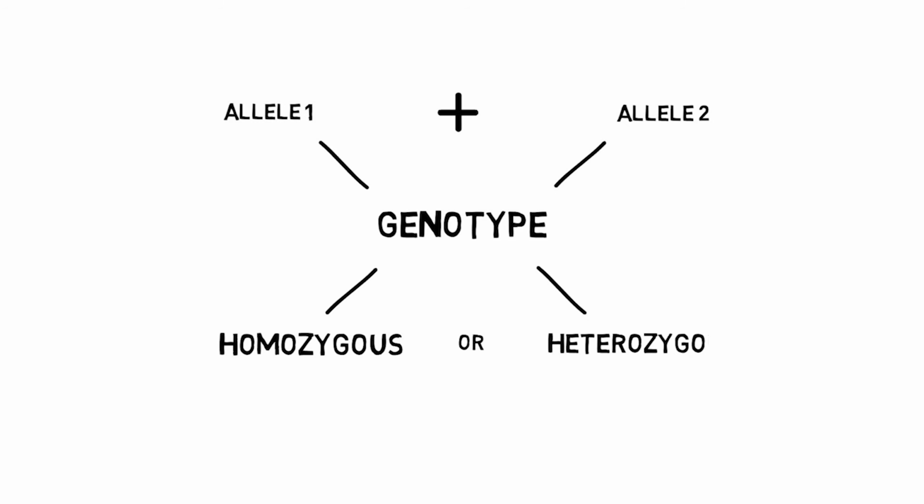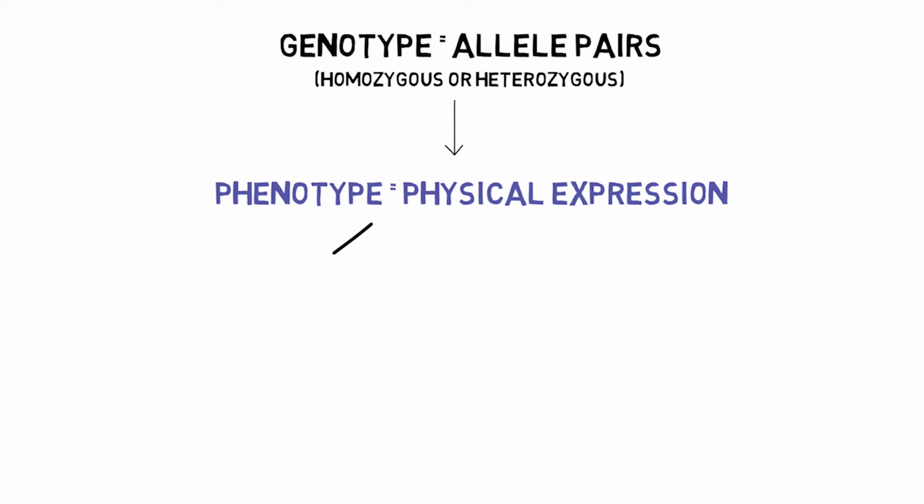An individual's genotype may be classified as homozygous if the inherited alleles are the same, and heterozygous if the inherited alleles are different. The physical expression of these inherited allele pairs, or genotype, is what we refer to as phenotype, which can be classified as dominant or recessive.